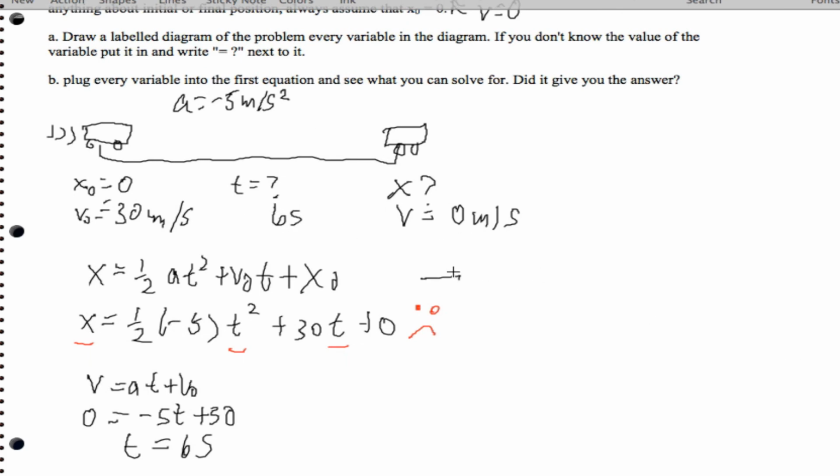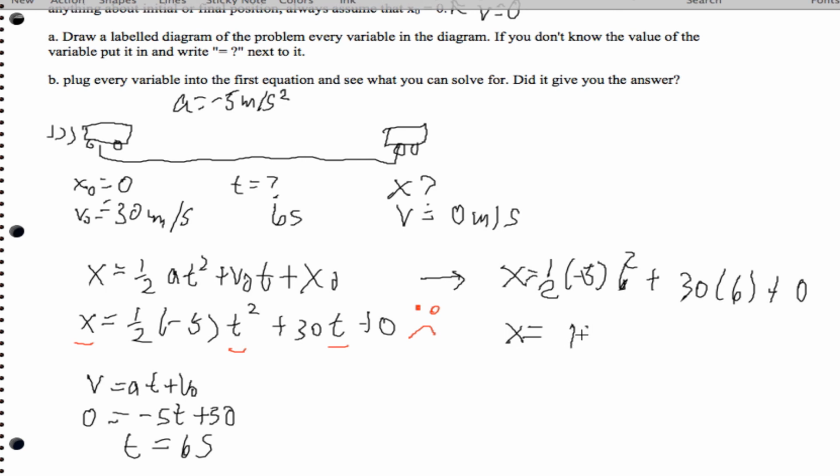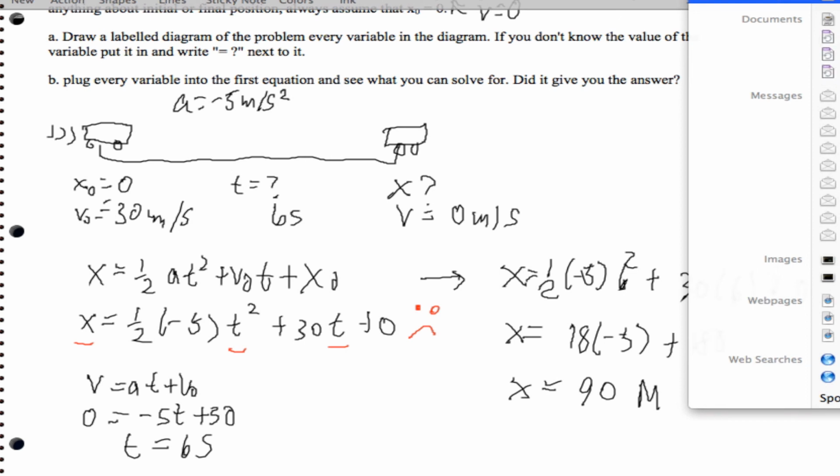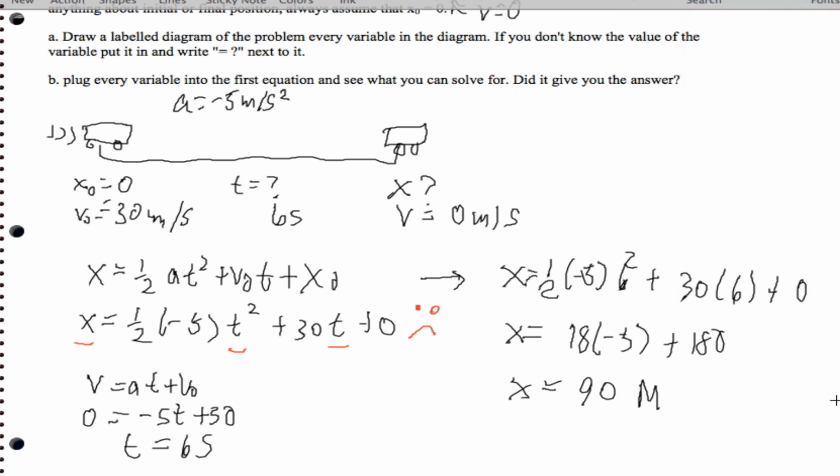And what I'm going to do is go ahead and use that to solve the problem. So I'll have 1/2 times negative 5 times 6 squared plus 30 times 6 plus 0. And when I solve, I'm going to end up getting that my total distance is going to end up being 18 times negative 5 plus 180. So x actually works out to be 90 meters, if I have this right. Let me just double check. Yes, so I get 90 meters as my final distance, and that's my answer to problem number 1.